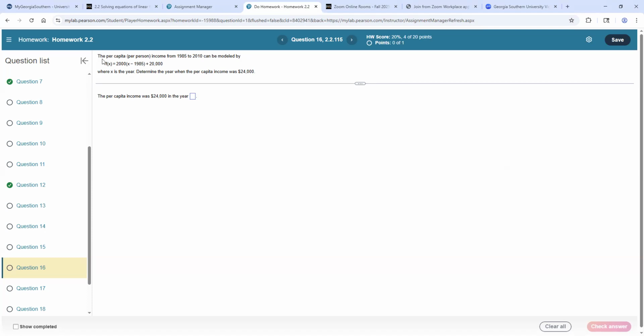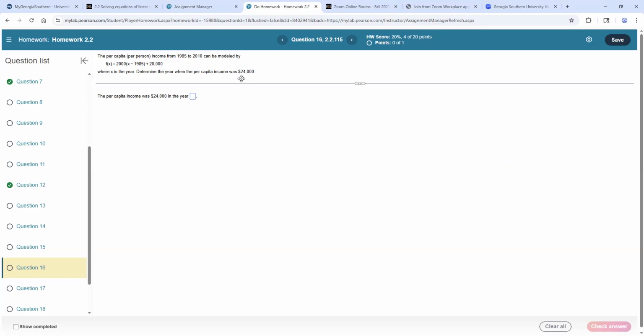And here we see that the income depends on the year, what the year was. So the domain ranges from 1985 to 2010, and that represents the years of the domain. And so X is the year. So X is the independent variable, and Y depends on X. We are given the income. So the income depends on the year.